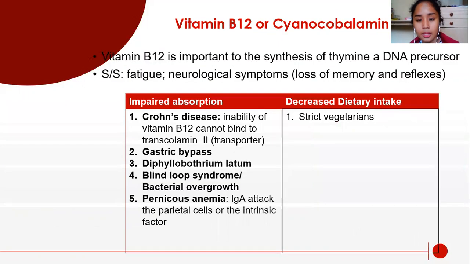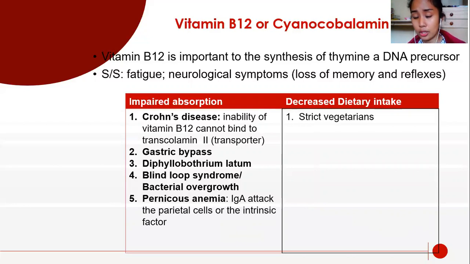Okay. So, vitamin B12 or cobalamin deficiency. So, my discussion is framed here. Yan, ito tayo. So, vitamin B12 is important as a precursor for the synthesis of DNA. Class, siya lang ang may neurological symptoms.